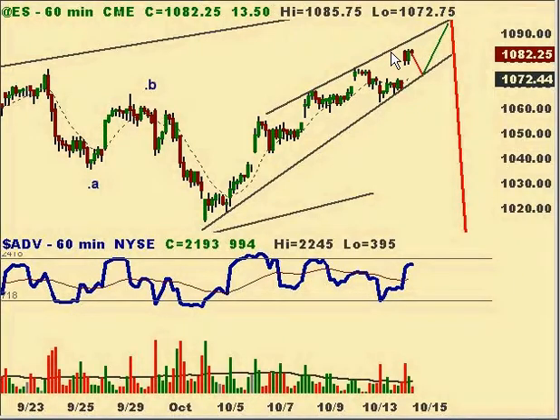Again, we have that wedge pattern. We could go a little bit higher and then down to the bottom of the wedge, and then one more rally, ideally basis the cash around 1099.